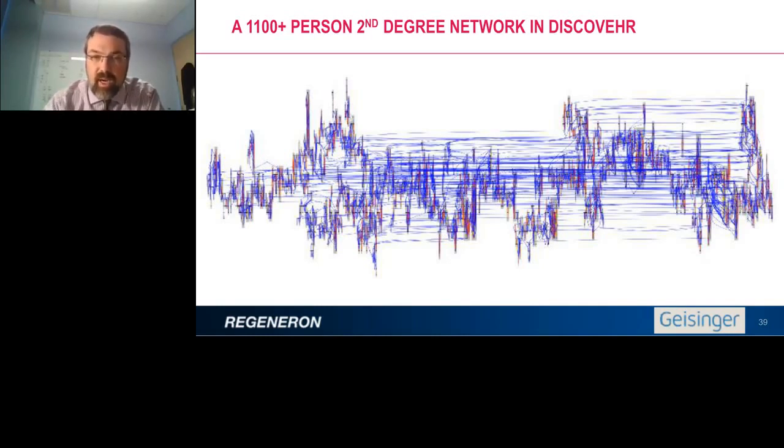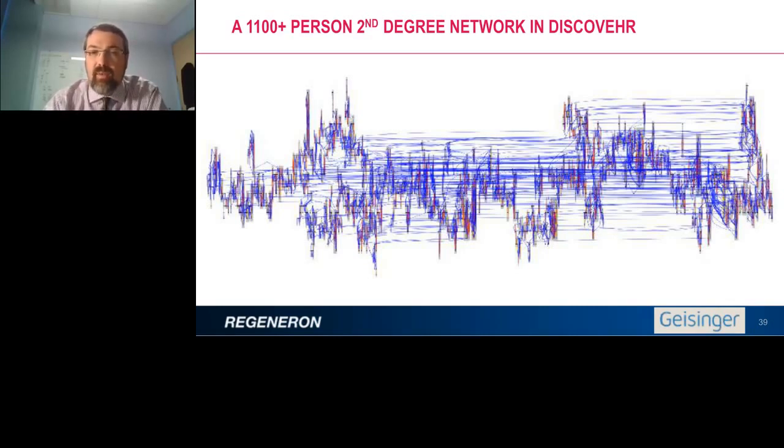These are cousins, these are aunts, these are uncles. And what you see here is over 1,100 people collected into a network of second-degree relationships where any single individual within this population is connected to another individual through this population through an identifiable familial relationship.